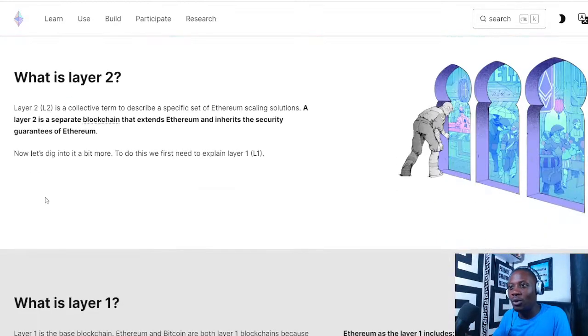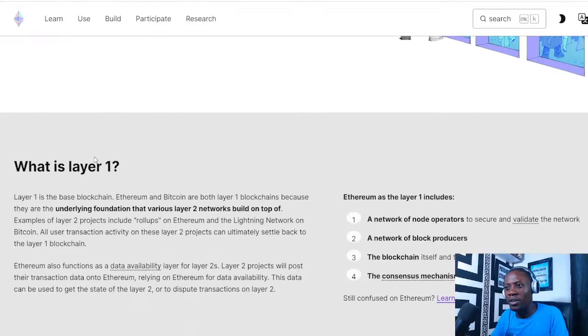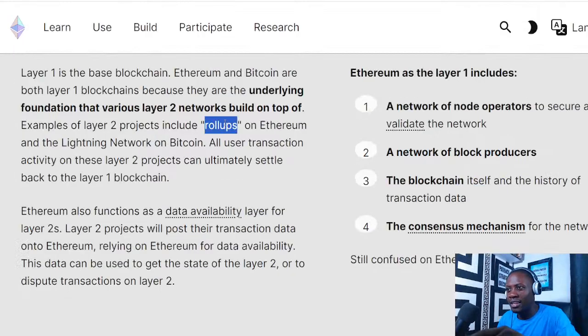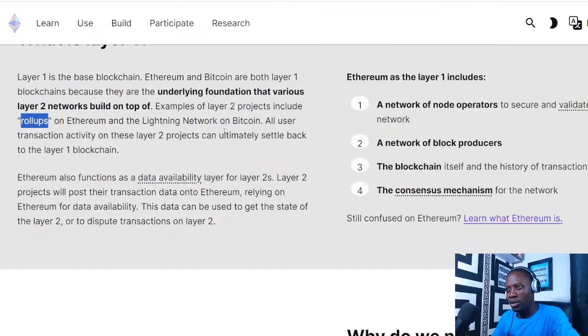Now this is it, so let's dig deeper into what it is. So like I explained, Ethereum is an underlying blockchain, of course a layer 1 blockchain. So layer 1 is a base blockchain. Simply, Ethereum and Bitcoin are both layer 1 blockchains, like I made mention of, and layer 2s are coming like rollups. Look at that, rollups, nothing more, just coming on top to deploy scalability.